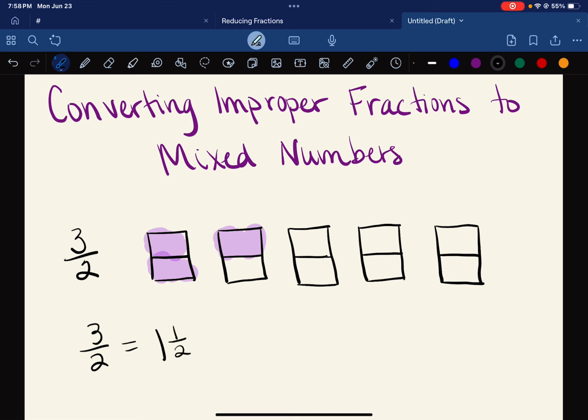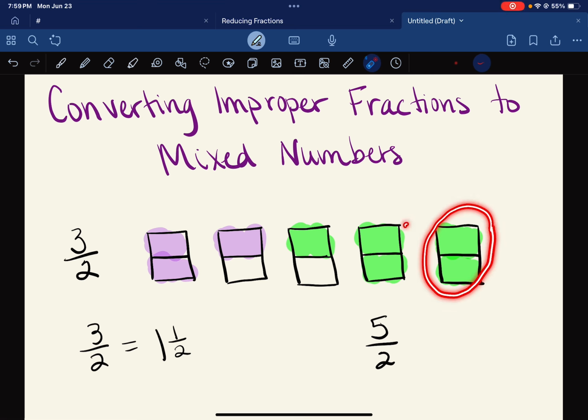Let's try another one. What if I wanted to check 5 halves? I'll write it out over here. 5 halves. Let's shade that with green. So 1, 2, 3, 4, 5. You can see geometrically that I have 1 whole here, 1 whole here, and half of a figure here. So 5 halves is geometrically equivalent to 2 and 1/2.